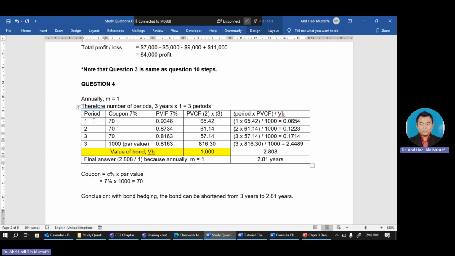Okay, I will tell you why. Kenapa dekat yang terakhir tu, why is the last period you have to make it double? This is because this is a coupon. Then please do not forget par value. Okay, I stop here sekejap.